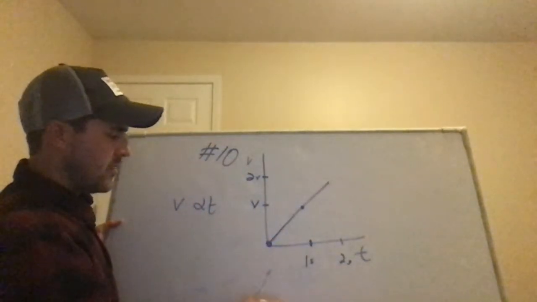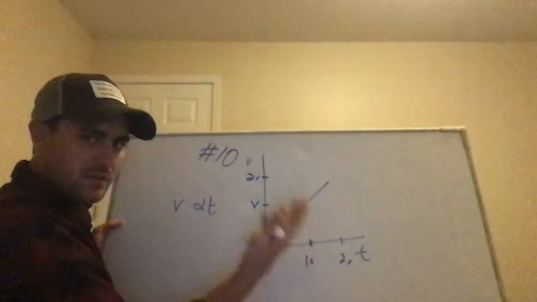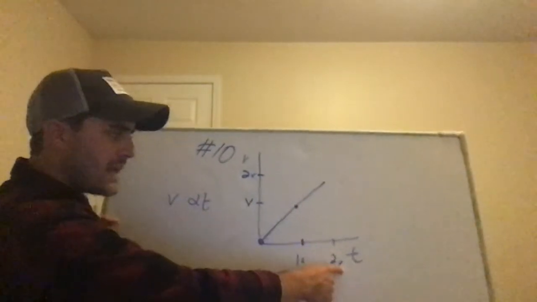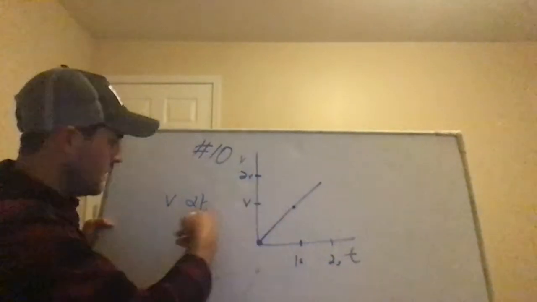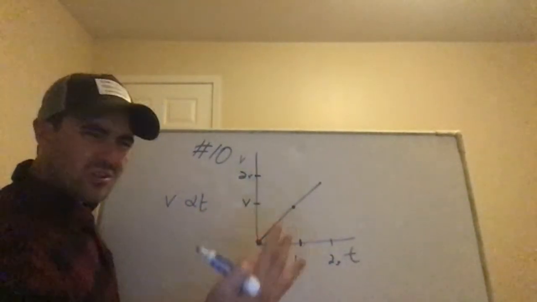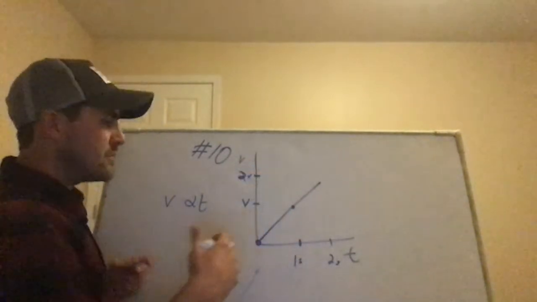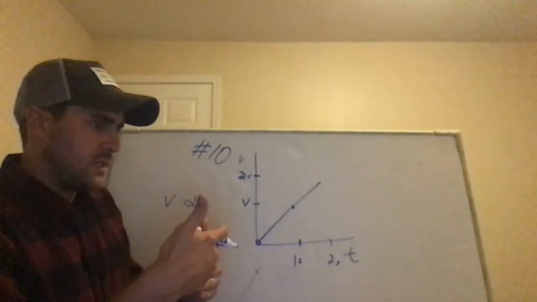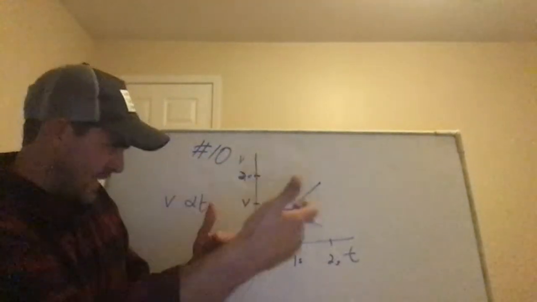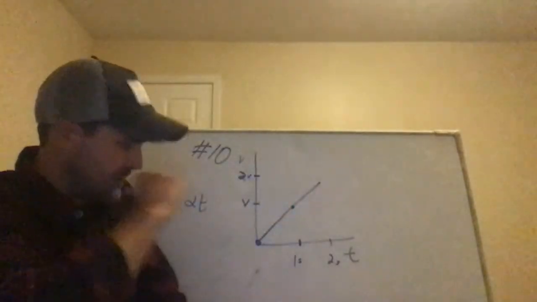Velocity is related to time. So if I go from 1 second and I travel at a speed of V, when I double the time I've been moving for, I've doubled my speed. It's a proportionality statement. It's also common sense when it comes to acceleration, right? If I'm speeding up constantly, after 1 second, I'm at a certain speed. After twice that time, I'm at double that speed because I'm constantly accelerating.